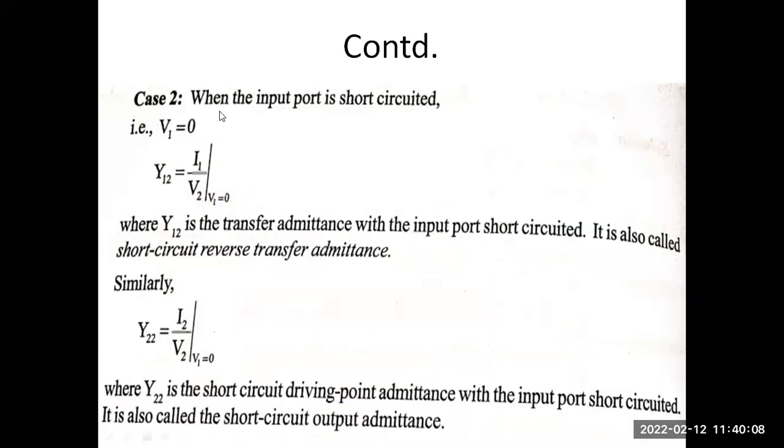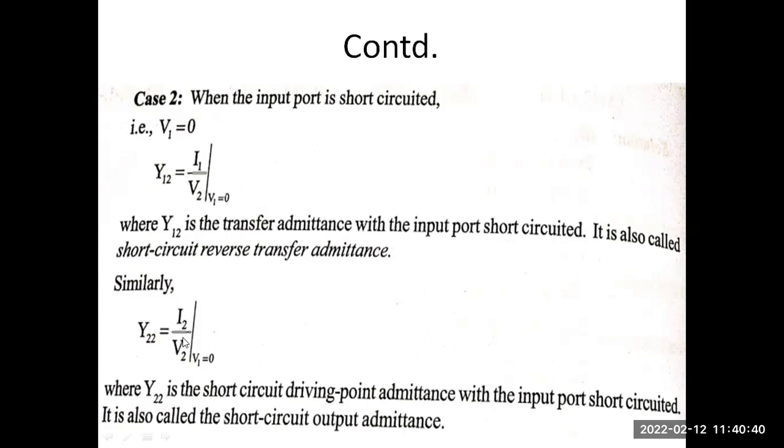Next, another case when the input is short circuited, that is V1 equal to 0. Y12 equals I1 by V2, where V1 equals 0. So Y12 here, you see you are going from 2 to 1, so it is kind of reverse. You are going from output to input. So it is a short circuit reverse transfer admittance. Y12 is the transfer admittance with input port short circuited, because V1 equal to 0 means the input port is short circuited, and it is also called the short circuit reverse transfer admittance.